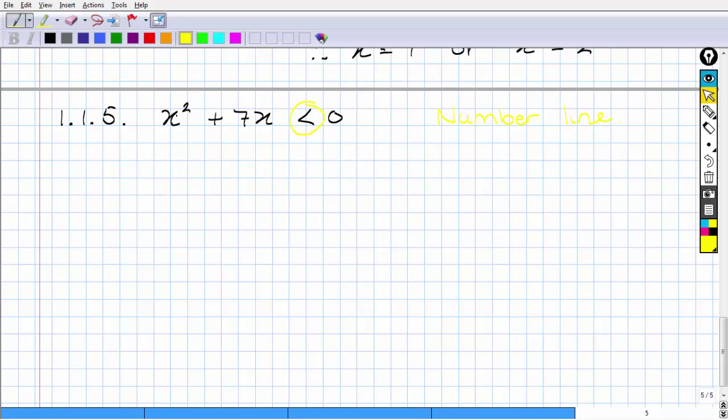I hope you can see the yellow. I'll try to use a different color in the future. But that implies that we have to use a number line. So whenever you see that, use a number line. So we have to solve this.